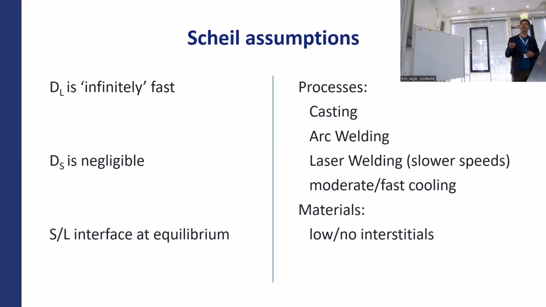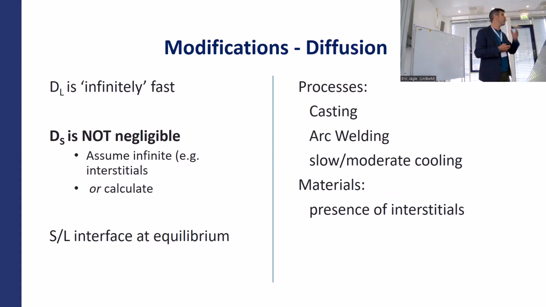Now, which processes are these classic assumptions suitable for? This is casting, arc welding, laser welding. So basically processes with moderate to fast cooling. In these types of processes, the classic Scheil assumptions hold relatively true. And concerning the materials, it's not true for all materials, so you need to have relatively slow diffusion in the solid. And now we've made a bunch of modifications to the Scheil equation, and the first one is that we consider back diffusion in the solid.